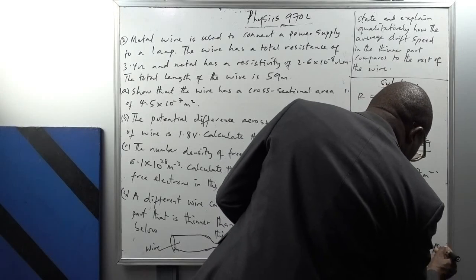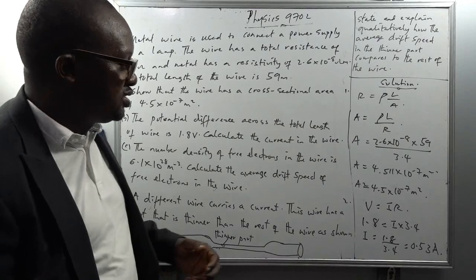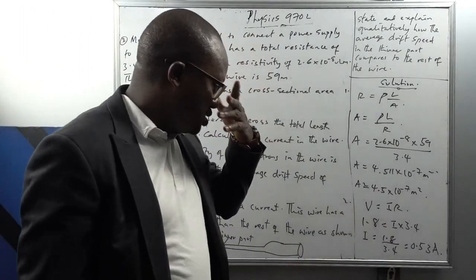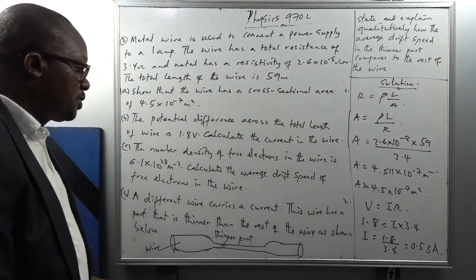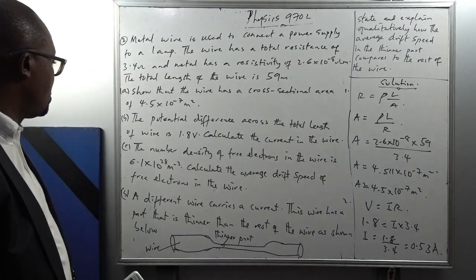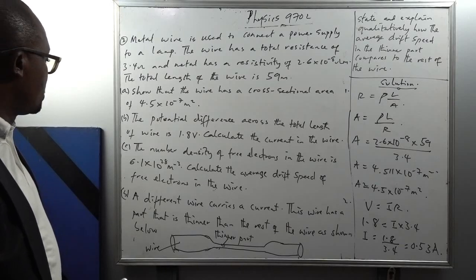0.53 amperes. Making I the subject of formula from here, that will be 1.8 over 3.4. Okay, so that is the current. Then we move quickly to the next question.